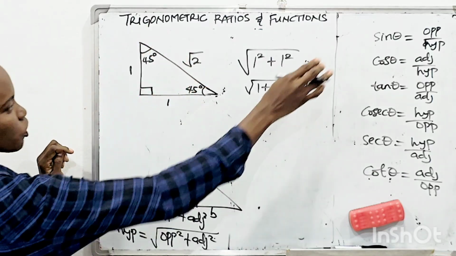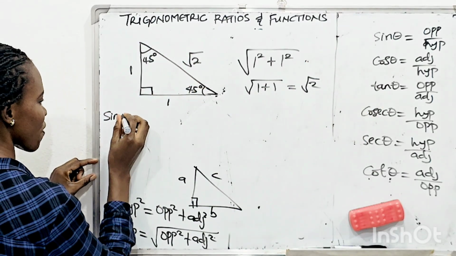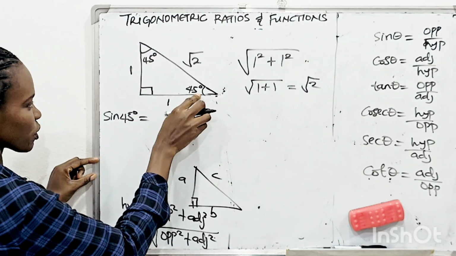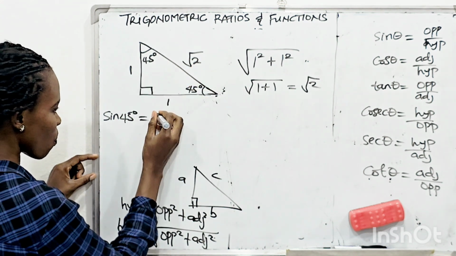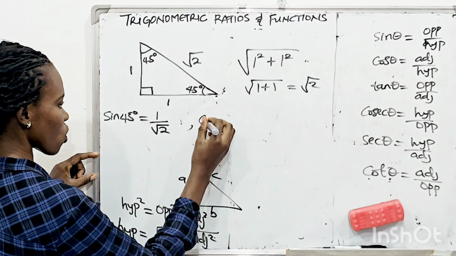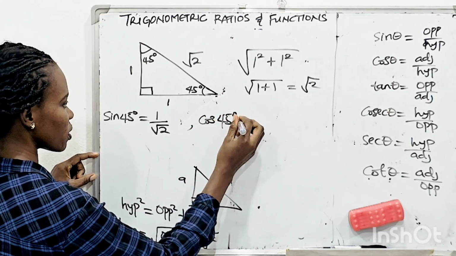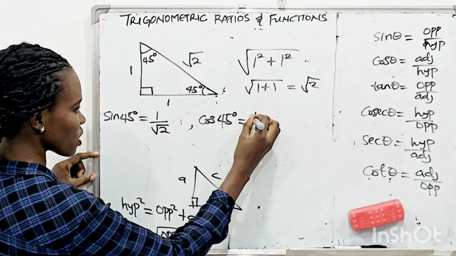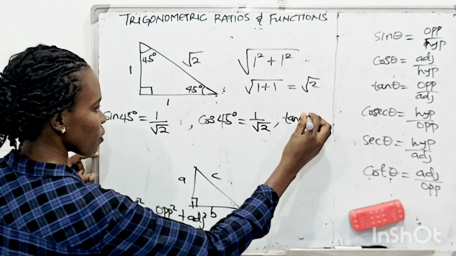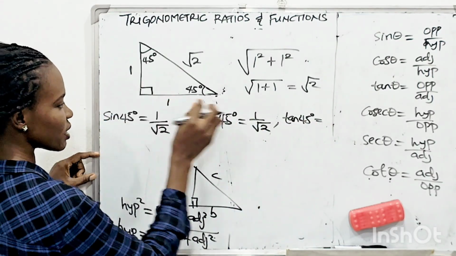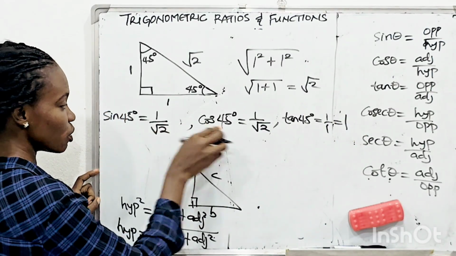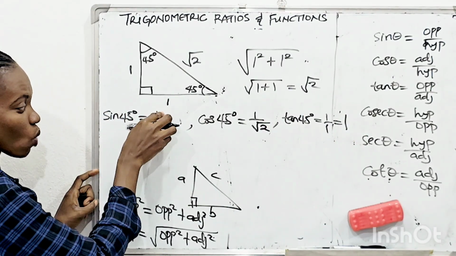Good. So with this, let's generate sine 45 using SOHCAHTOA. Sine 45 is opposite over hypotenuse. Opposite is 1, hypotenuse is root 2. Cos 45 degrees is adjacent over hypotenuse, which is the same thing as 1 over root 2. Then tan 45 is opposite over adjacent, which is 1 over 1 and is equal to 1. So these are the special angles or the special functions. So sine 45 is equal to 1 over root 2.